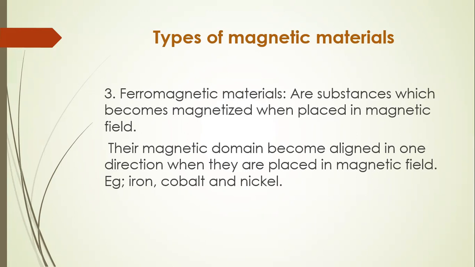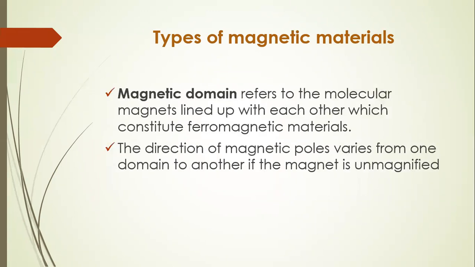Now, what do we mean when we say magnetic domain? Magnetic domain refers to the molecular magnets lined up with each other, which constitute ferromagnetic materials. So it simply means the molecular magnets lined up with each other, which constitute the ferromagnetic materials. Now the direction of magnetic poles varies from one domain to another if the material is unmagnetized.